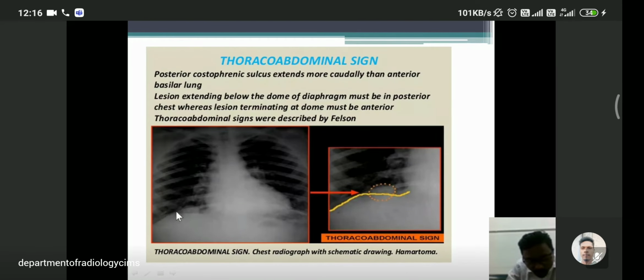This is the diaphragmatic dome, and the anterior mediastinum or the anterior lung zone will end here. However, some part of the lung will also be there in this opacified region. So here is a lesion that we can very clearly see extending below the dome of the diaphragm, and we can clearly see the border also. So it is present in the posterior mediastinum. If it were an anterior mediastinal mass, it should end above that level.